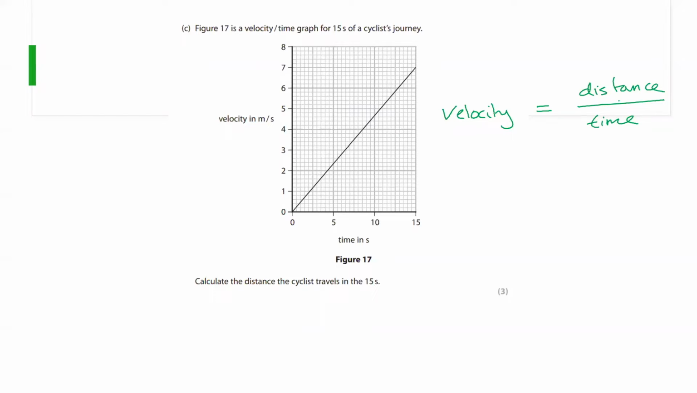So if you find distance on its own, you do velocity times time equals distance. It's just rearranging the equation. That's all I've done, I haven't done anything else yet. So we've got velocity up here, and we've got time down here. So actually, what it's going to be is the area under here, the area under the triangle.